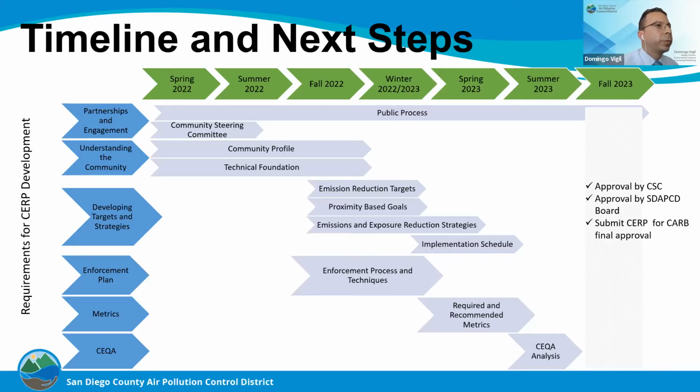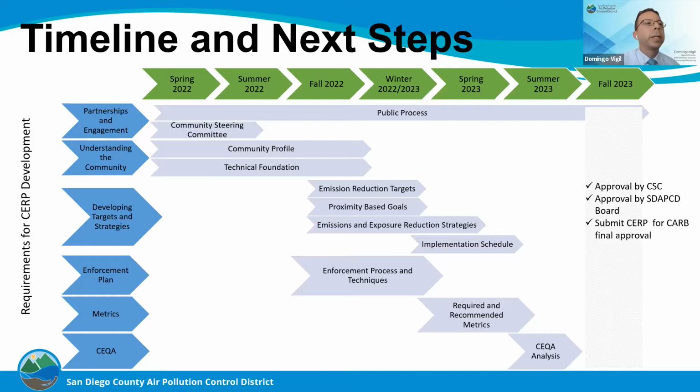As the spring comes in, we will be developing an implementation schedule for the emission reduction strategies that I identified, and also identifying required metrics to measure success. Towards the end of this process, we will have to develop a CEQA analysis to make sure that we're complying with the California Environmental Quality Act.